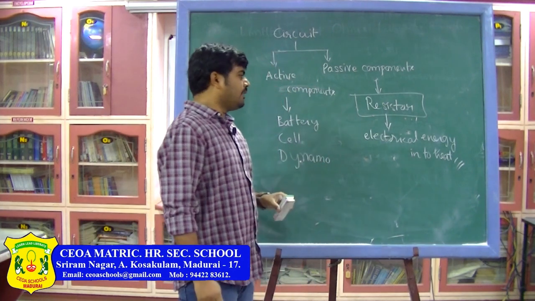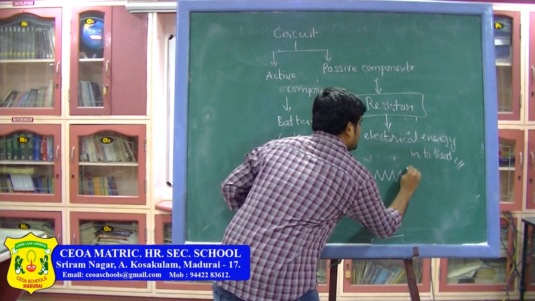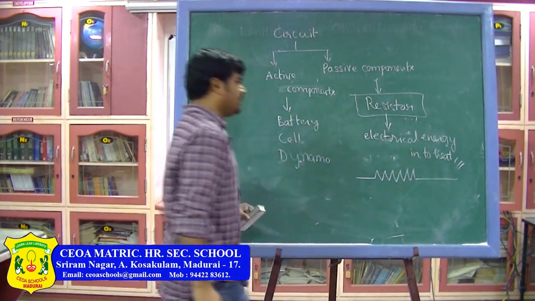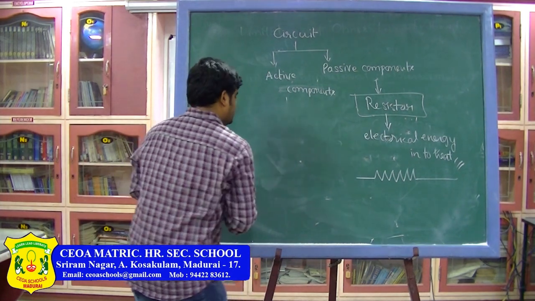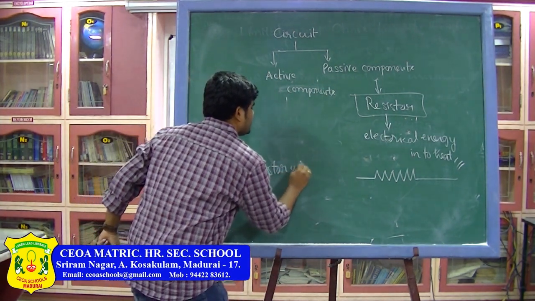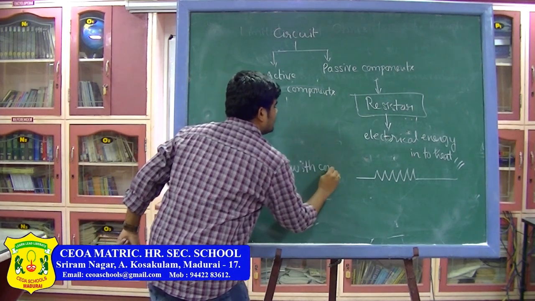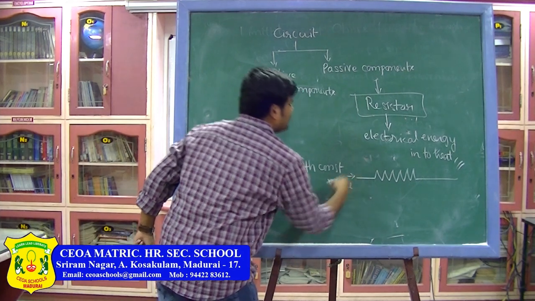Now coming to the circuit symbol of resistor, the resistor with a constant value can be represented like this. This is the circuit symbol. A resistor with the constant value can be represented in a circuit with this symbol.